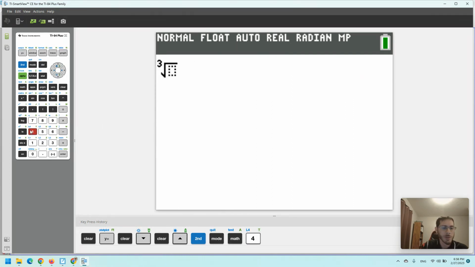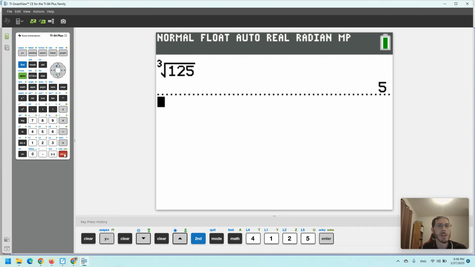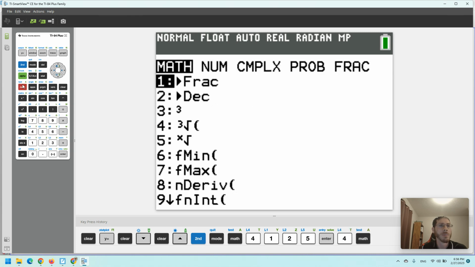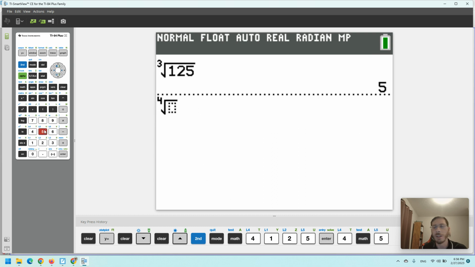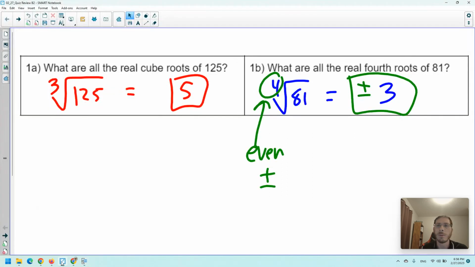Option number 4 is the cube root command. I can actually type in 125, and that gave us the 5. To get to the fourth root, you have to do 4, math, and then it's option number 5. It's the X root button, and that gives you the little 4. If your calculator is pretty old, it'll just have a little 4 out front, because I know that's what my calculator does.